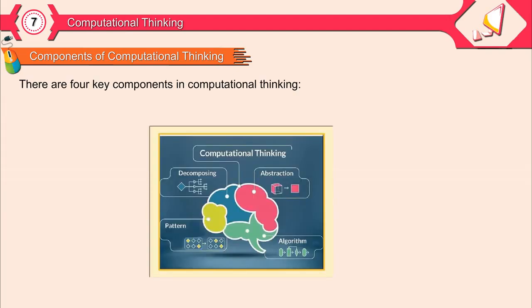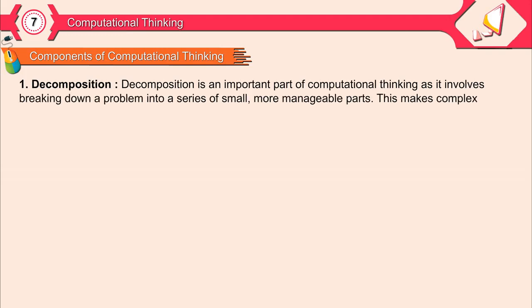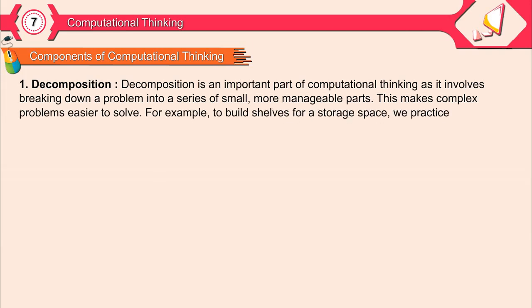There are 4 key components in computational thinking: decomposition, pattern recognition, abstraction, and algorithm. Decomposition. Decomposition is an important part of computational thinking as it involves breaking down a problem into a series of small, more manageable parts. This makes complex problems easier to solve.